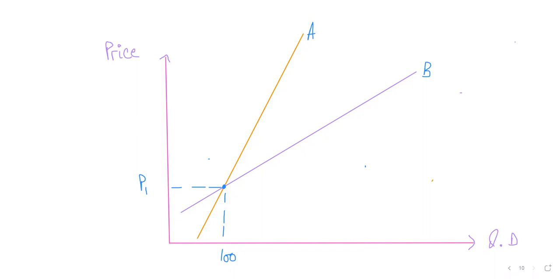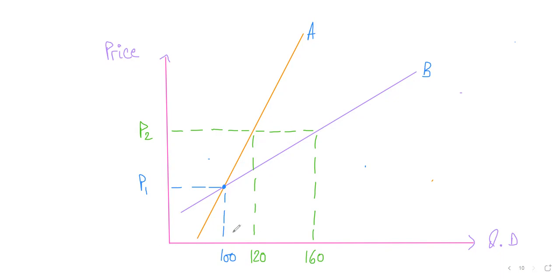So when the price increases from P1 to P2, which of the two is showing a bigger change in supply? Now have a look at this. Your supply has increased from 100 to 120, right? Whereas in the other case, for the supply curve B, your quantity supplied has increased from 100 to 160. Yes or no? 100 to 160.